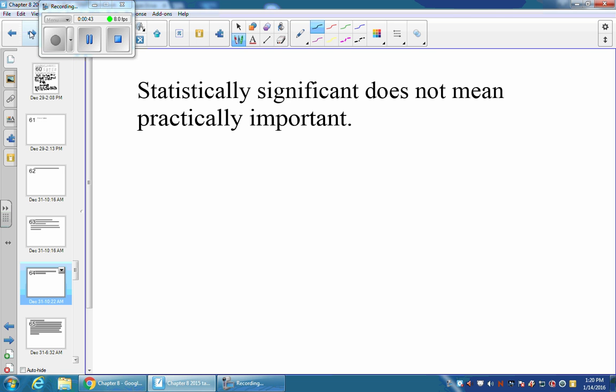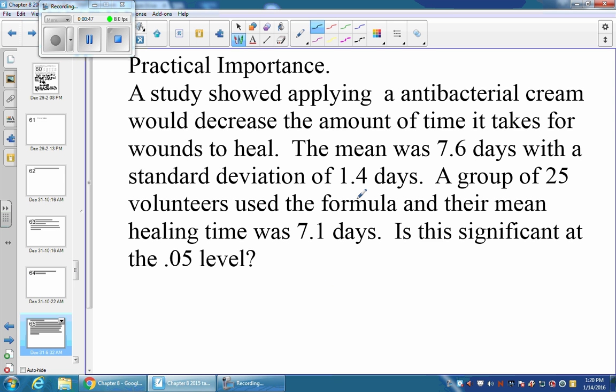Statistically significant does not mean practical importance. For instance, there's a study that showed applying antibacterial cream would decrease the amount of time it takes for a wound to heal. The mean time was 7.6 days with a standard deviation of 1.4. A group of 25 volunteers used this formula, and their mean healing time was 7.1. We should check to see if that's significant at a 0.05 level.